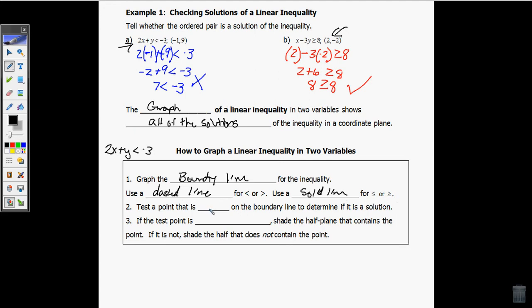Then what I need to do is choose a test point. A test point is a single point on the coordinate plane that is not on the boundary line. And what that's going to do is determine which side of the line contains all of my solutions. If the test point is a solution, then you want to shade the half of the plane that contains the point. If it's not a solution, you shade the other half. So let's take a look at what all of this means in context.